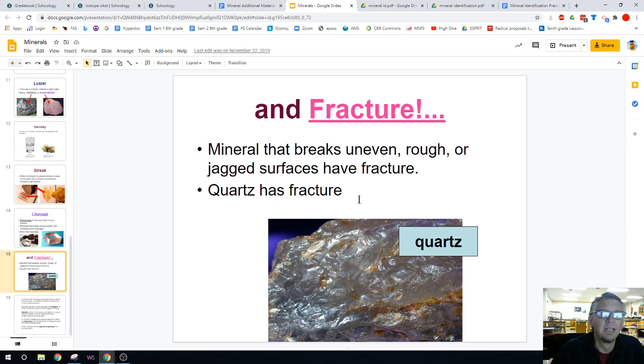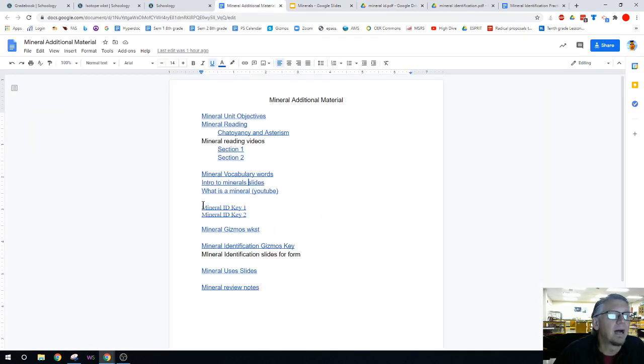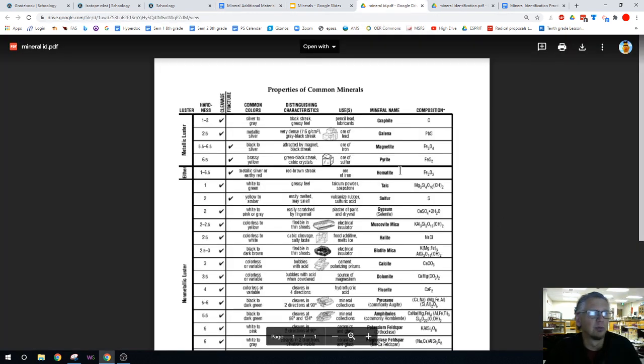So we have two identification keys. Actually, we're going to have three because we have gizmos. And as we go, you may find one that works better for you than others. So the first one I'm going to talk about, oh, by the way, to find them, I have mineral ID key 1 and mineral ID key 2. I don't remember which one's which.